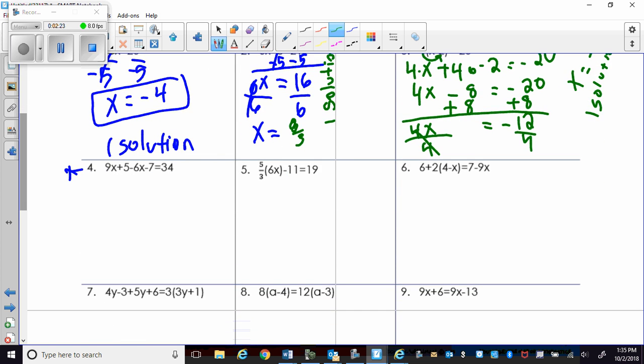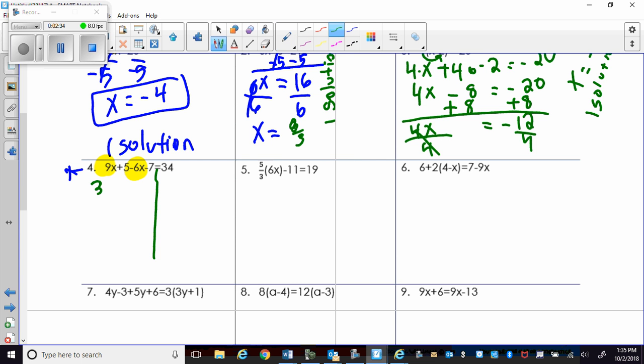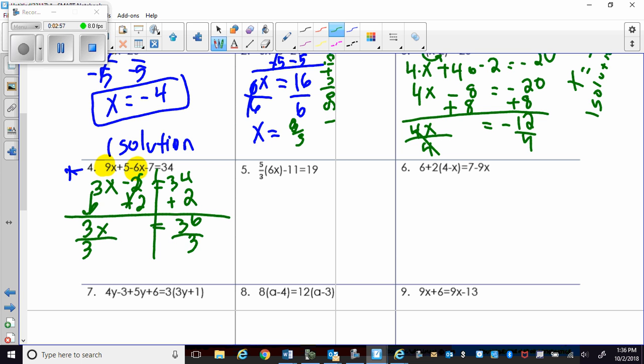Number 4, you have like terms on one side. You can't see them. I'm highlighting them. Negative 6x and negative 9x. 9x's minus 6x's is 3x's. 5 minus 7 is negative 2 equals 34. After that, you add 2 to both sides. You get 3x equals 36. This goes away. Divide both sides by 3. X equals 12. This is one solution.